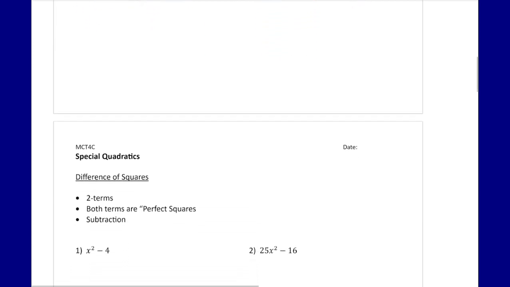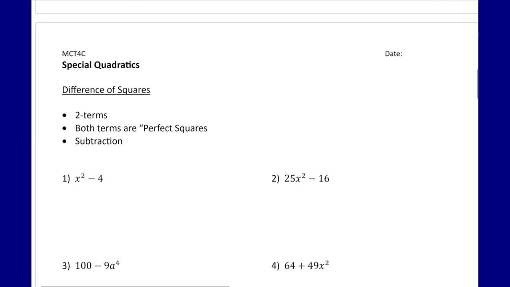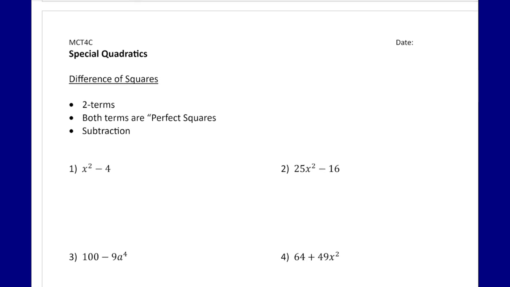We're going to move into our special quadratics. The first one we're going to look at is a difference of squares. And there are some characteristics for a difference of squares. First, there are only two terms. Secondly, both terms are perfect squares.